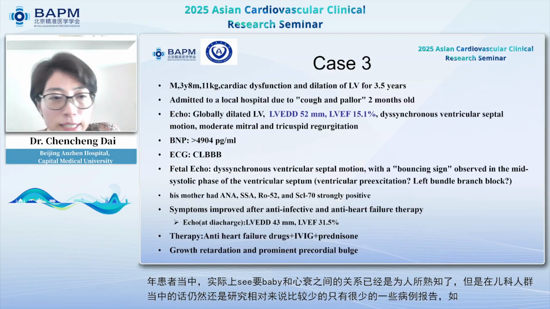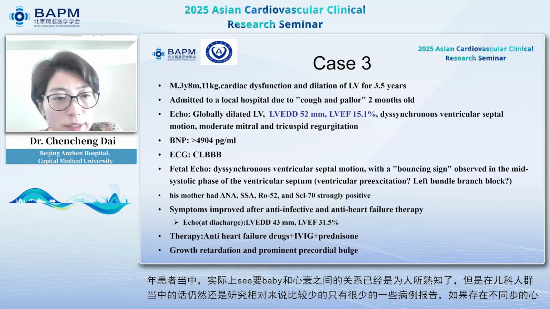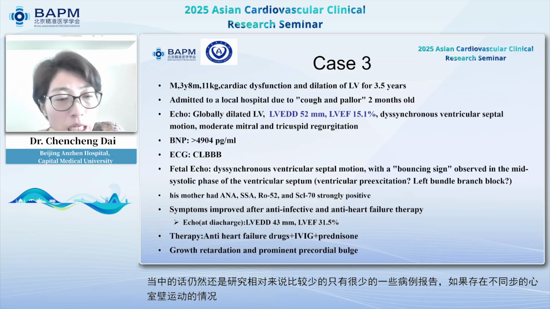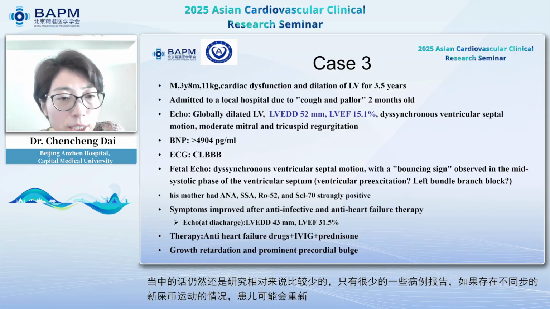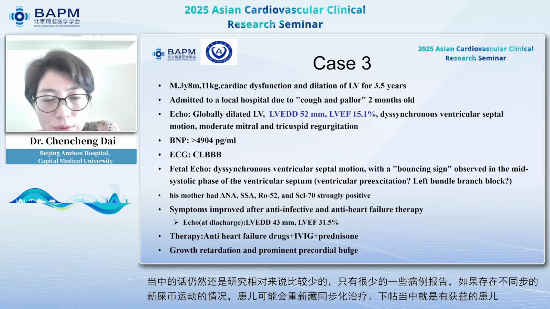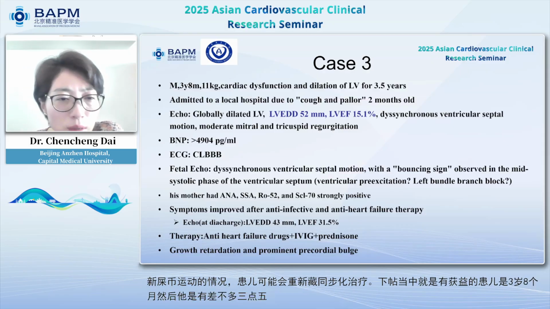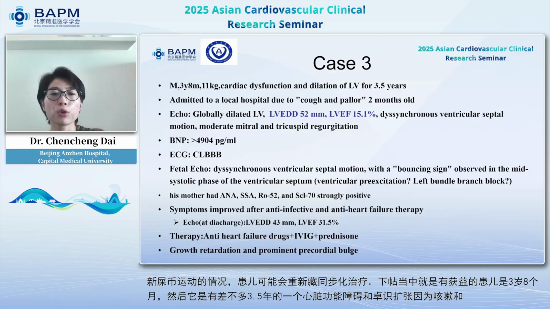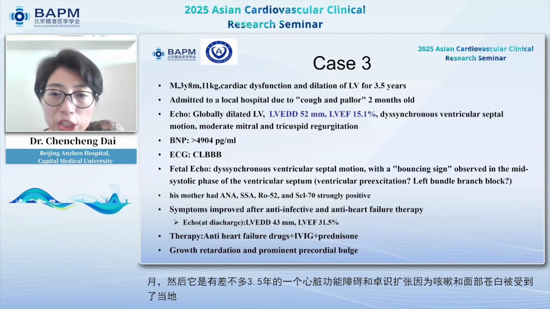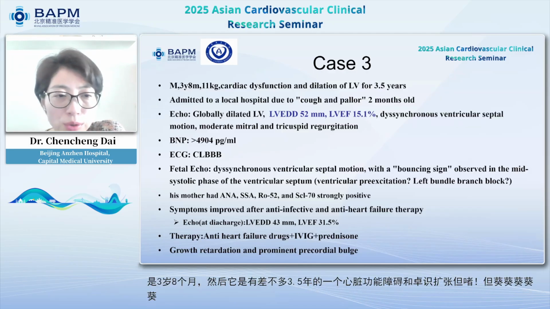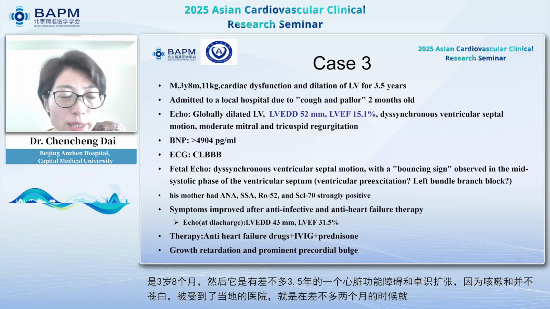I have also a case. This boy is 3 years and 8 months old, just 11 kilograms. He had cardiac dysfunction and dilation of the left ventricle for about 3 years and 5 months. He was admitted to a local hospital due to cough and pallor when he was 2 months old. Echo showed a globally dilated left ventricle.